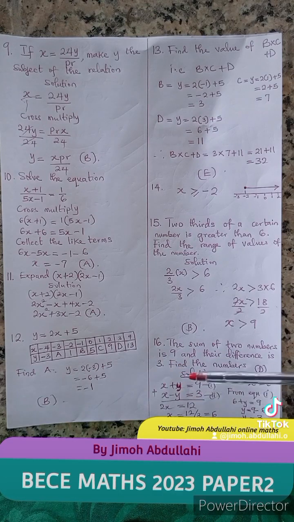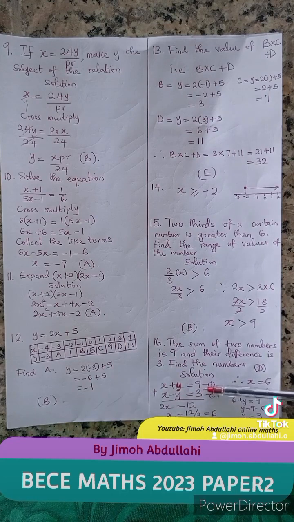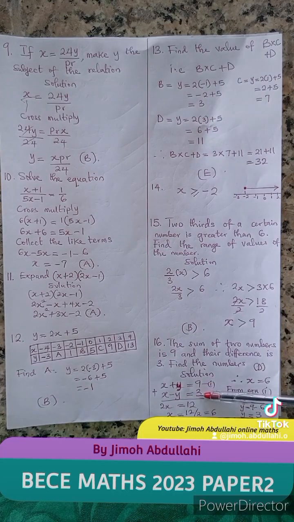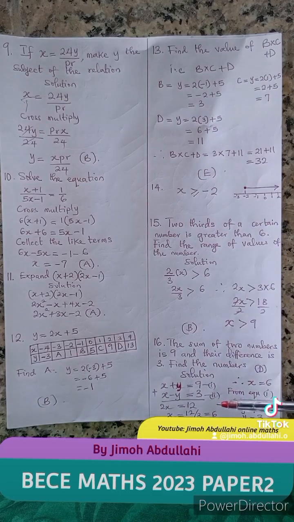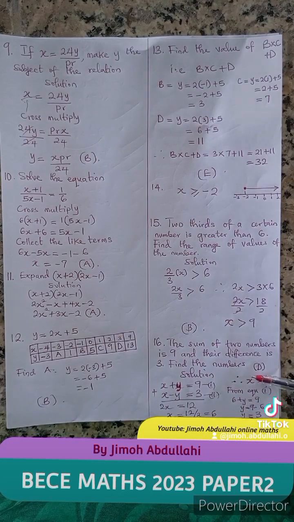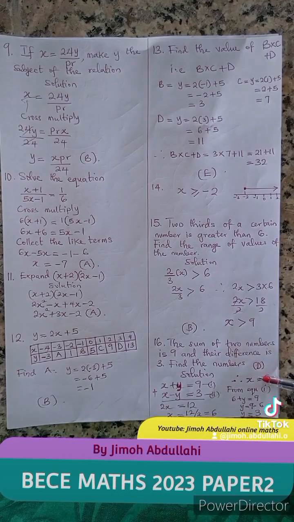So when you use some knowledge of simultaneous equations, use the elimination method. If you add minus y plus y together, it gives you 0. So x plus x will give us 2x. Then 9 plus 3 will give us 12. Divide both sides by 2, you have 6. That means your x is 6. If you substitute the value of x into equation 1, then the answer will be 3. So the correct option for that answer is option D.